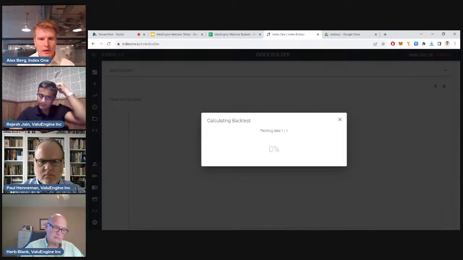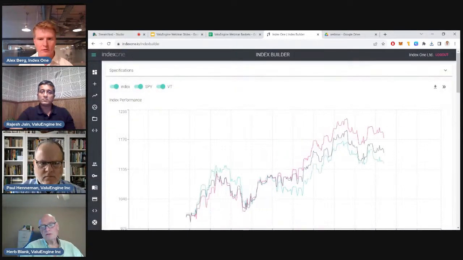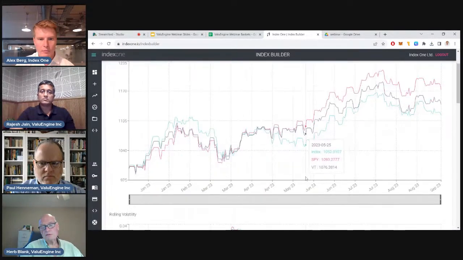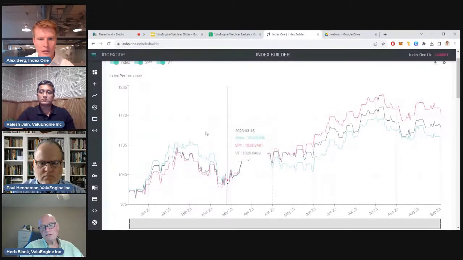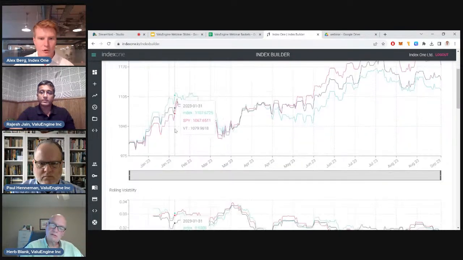And as you will hopefully see, backtesting is pretty rapid on our platform. Depending on the duration and number of constituents, of course, a backtest might come out very quickly or rather slowly, but usually within 30 seconds or so.